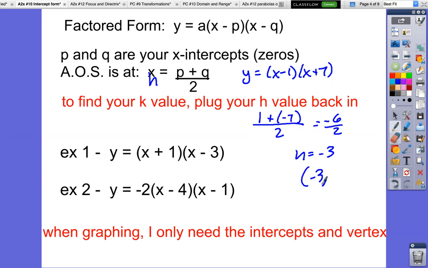Negative 3. To find your K value, you still just plug it back in anywhere you see an X. So to find K, I'm going to plug it in right here, negative 3 minus 1, and negative 3 plus 7. What is negative 3 minus 1? Negative 4. And negative 3 plus 7 is positive 4. So my K value is negative 16.